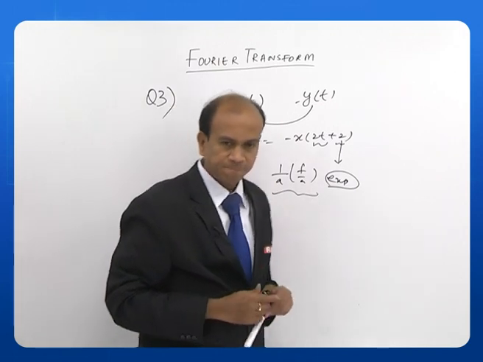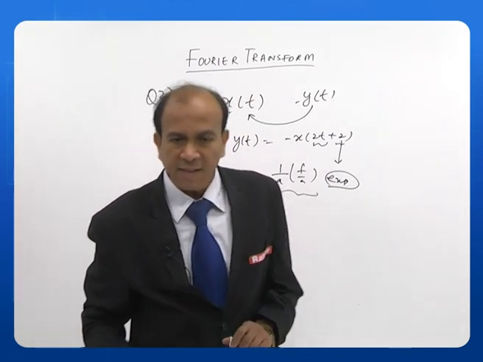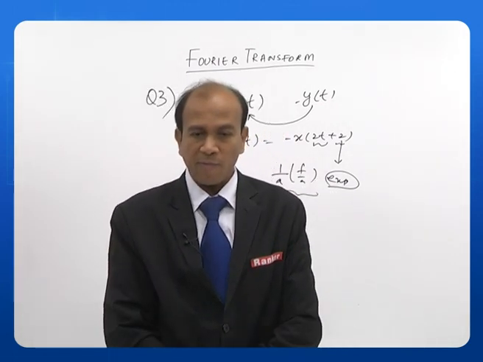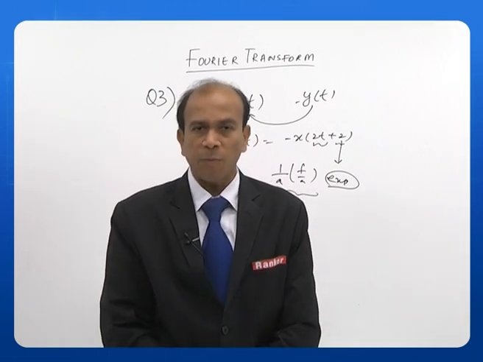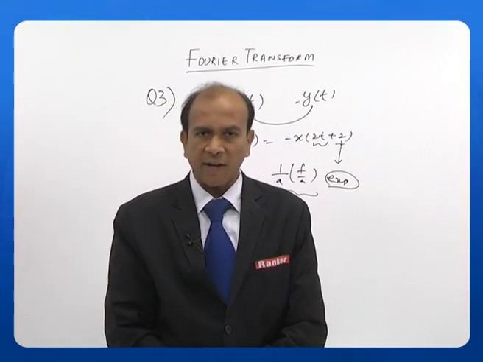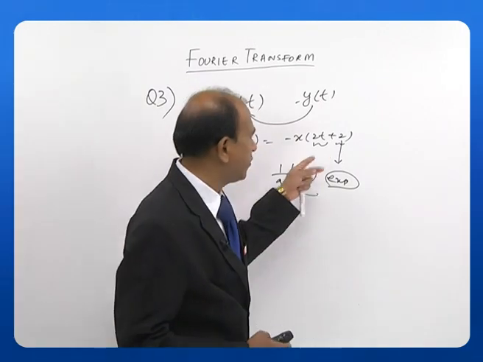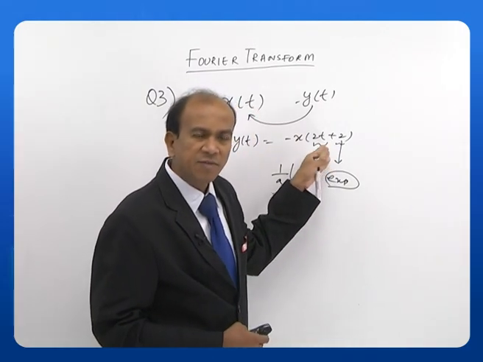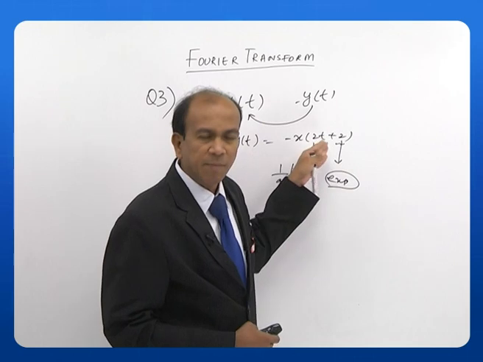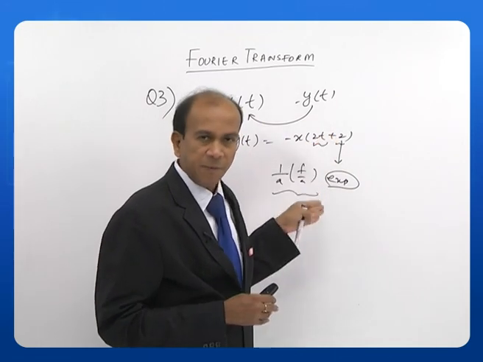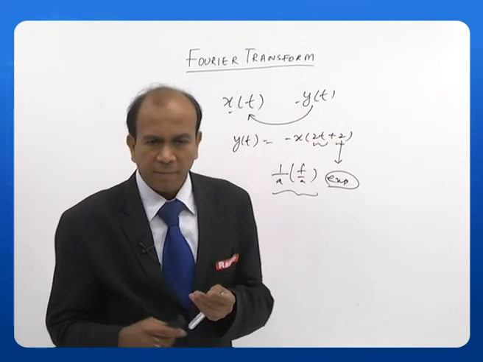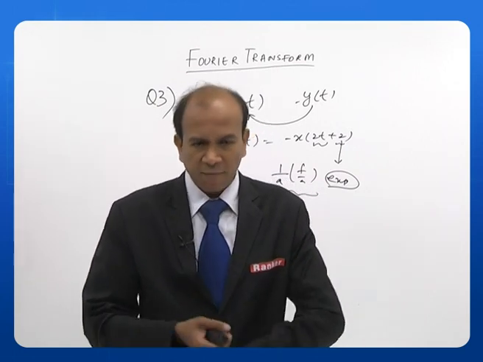So, what is the answer? The answer is minus half X of f by 2 e to the power of j2 pi f. A is not correct because here the shifting is in the negative t direction, that is, minus 2. So the answer is B. Because we have to see some elimination, how can we eliminate?